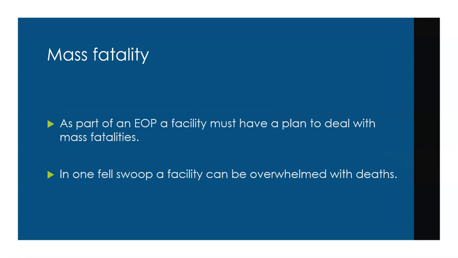Again, as part of the EOP, you've got to have a plan to deal with mass fatalities, and in one fell swoop, you can be overwhelmed. If you're a small facility and two or three people come in that are deceased, you're going to be overwhelmed. What your morgue can take may be overwhelmed. Most facilities only have a small morgue that usually deals with the people that are there inside the facility. So a mass fatality is going to overwhelm that morgue very quickly. So you've got to have plans to take care of that problem.